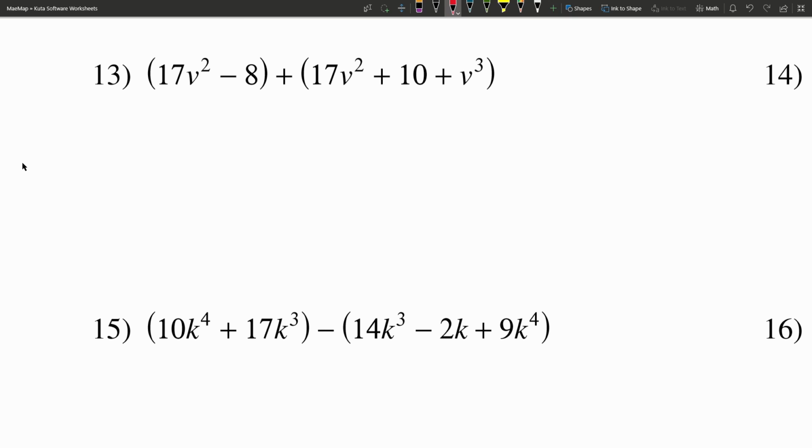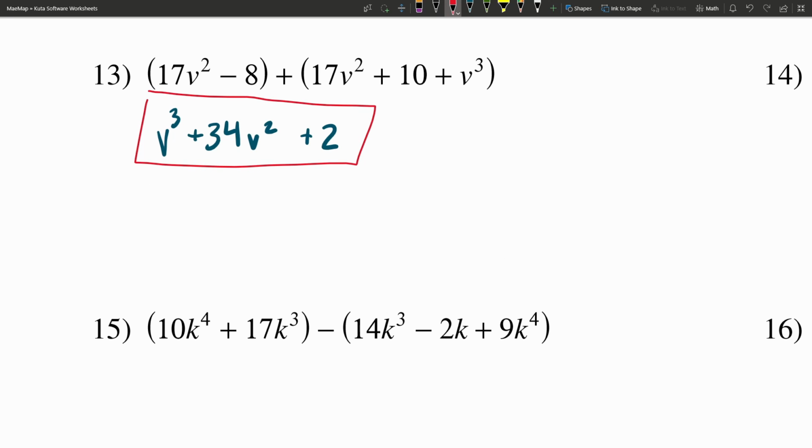Moving on to the second page, our variable throughout this expression is v. The highest degree is a 3, and that term is indeed added. So we have a v cubed at the start, and then our next degree is 2, which we have is 17v squared plus 17v squared, which is going to be 17 plus 17, that's 34. So that's going to be plus a 34v squared. Then the only two terms I have left are constants, a negative 8 plus a 10, which results in a positive 2. So v cubed plus 34v squared plus 2 is my solution in number 13.